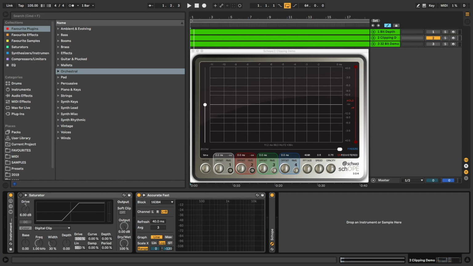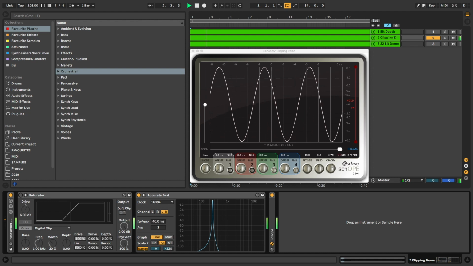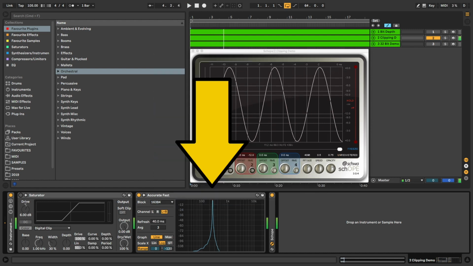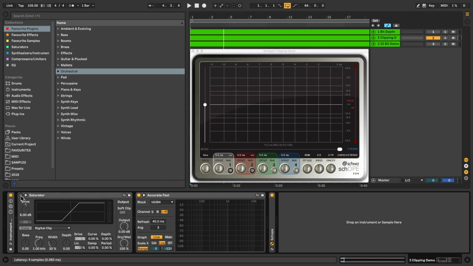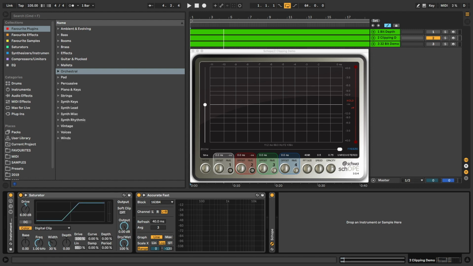So let's put it to the test. Here I have an instance of Serum producing a nice clean sine wave. We can see how pure it is by observing just a single tone in the spectrum analyzer. If we were to hard clip the signal, as can be demonstrated using the saturator, we would start to see and hear harmonics appearing.